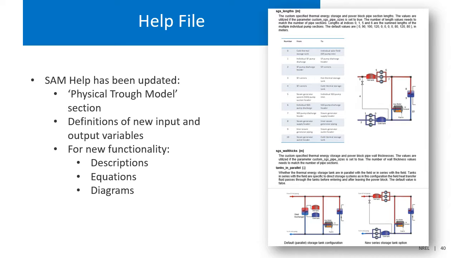Help files related to the physical trough model have been updated for the October 2018 release. These include definitions of all new inputs and output variables, as well as descriptions, equations, and diagrams of the new functionalities.